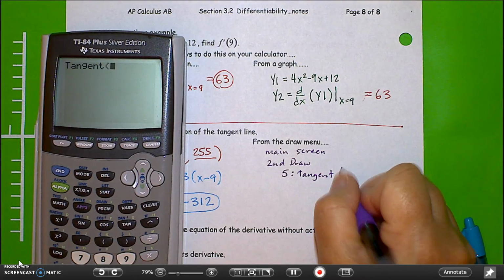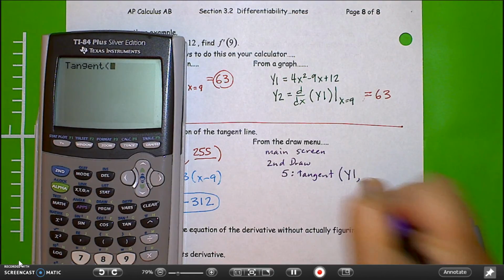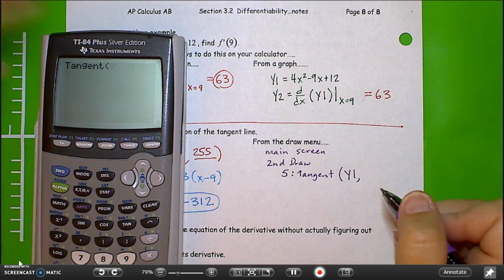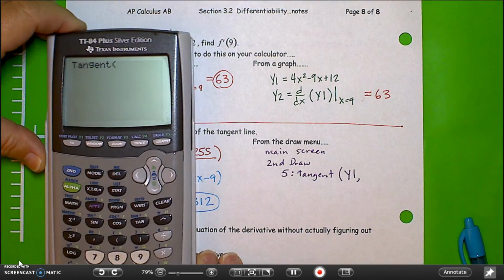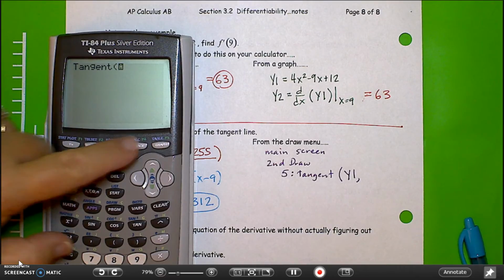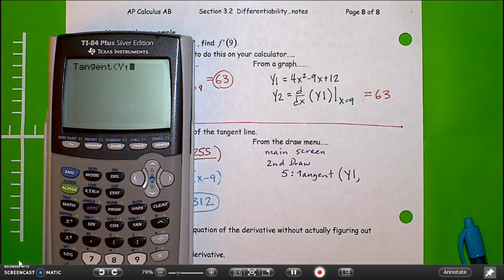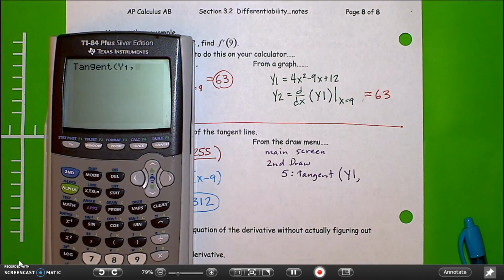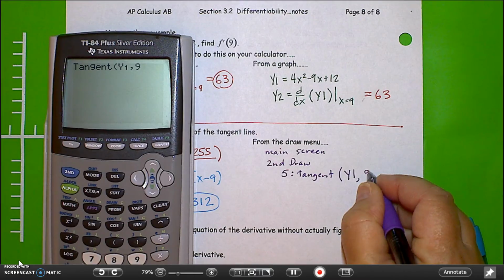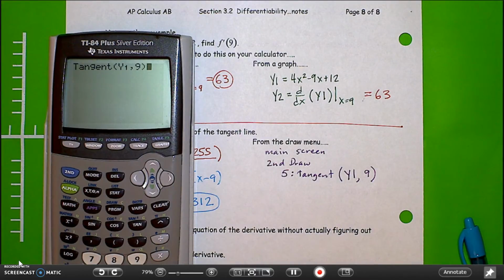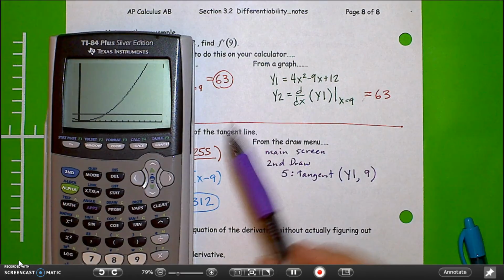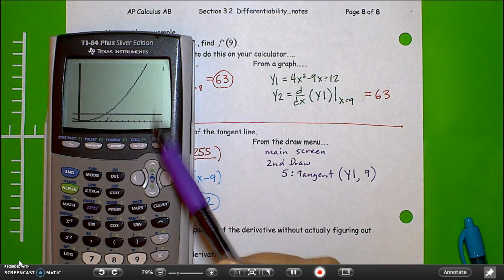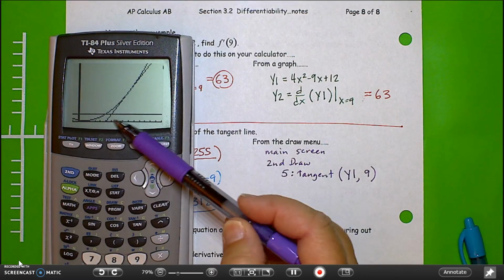So what you put in is your function. You could type in the whole function, 4x squared, whatever it was, minus 9x plus 12, but we could also just use y1. So I'm going to do that, y1, and then comma, the point that I want the tangent line at, which in this case is 9. Hit enter, and it's thinking about it. And there's my tangent line. You see it just come in here.